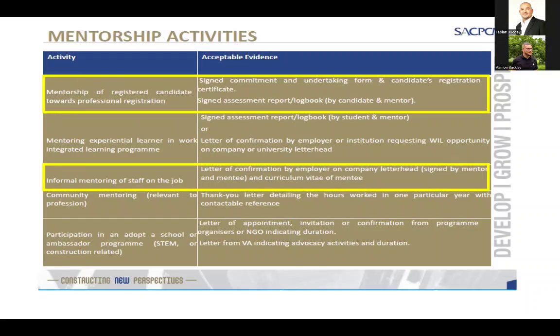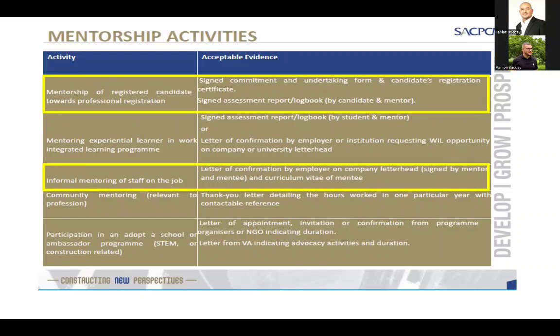So with the mentorship of registered candidates, you will obviously have a signed commitment that you need to undertake, which the candidates and you as the registered person will sign. And then obviously there will be an assessment report and logbook that needs to be attached to that Annexure F, which I will go through with you after these 4 categories. We've completed the 4 categories.